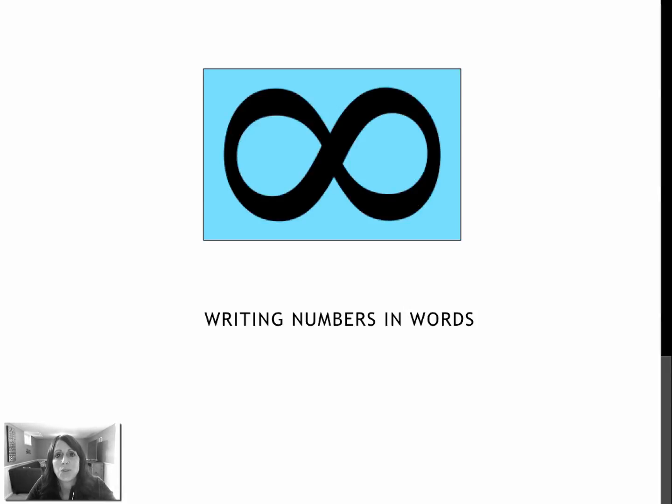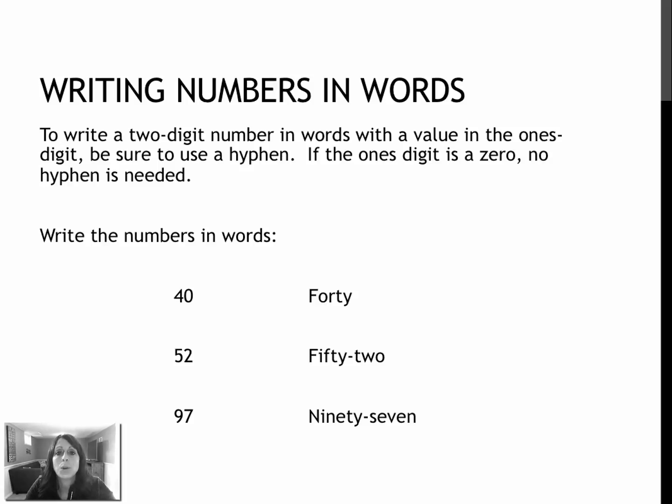In this lesson, we're going to focus on how to write numbers in word form. When we write numbers in words, it's important to remember a couple of rules. One of the rules is that if you have a value in the ones digit, make sure that you use a hyphen. So notice the difference between 40, so 4 is in the tens place, so 40, and then 52, notice we have 50 with a hyphen 2. 97, we have 90 with a hyphen 7. So remember that going forward.